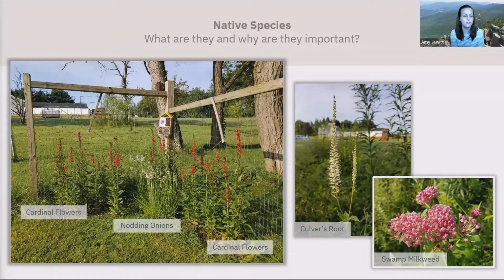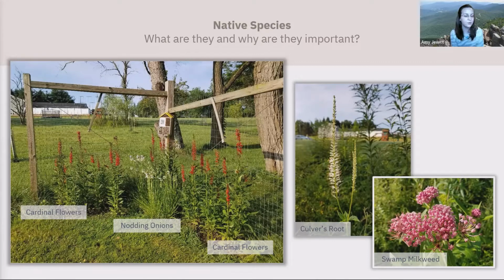And the photos that you see here on my slide are native plants that I've actually incorporated here in my own yard. These are pictures from my own property. And the photo on the left is showing cardinal flowers. Those are the red flowers, and nodding onions. Those are the ones in the middle that have the little pink blooms. And both of those species are native to Pennsylvania.